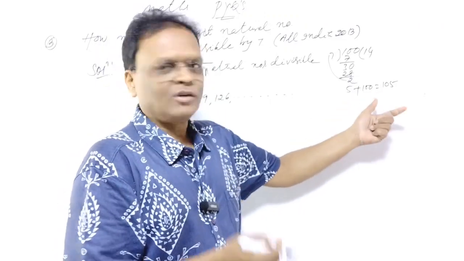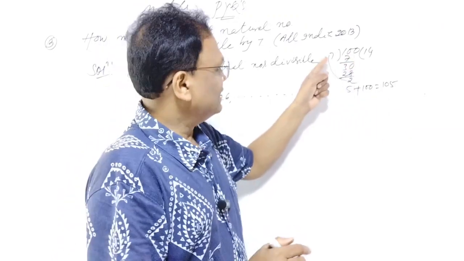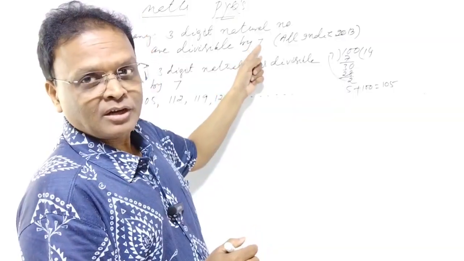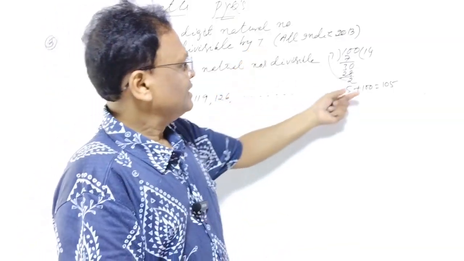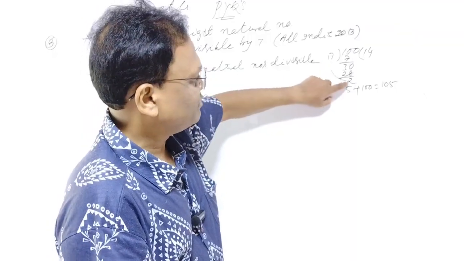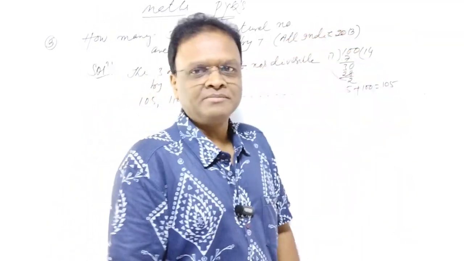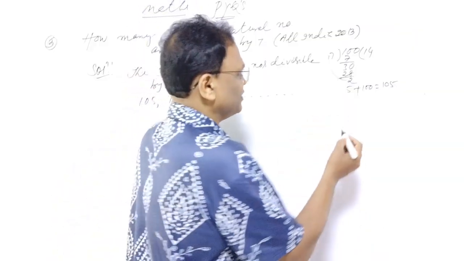So first 3 digit number, how did I get? My first 3 digit number is 100. Divide that given number by 7, and I definitely get a remainder. So what to do? Just do the subtraction: 7 minus 2, 5. 5 plus 100, that is the first number. Similarly, I can find the last number also.